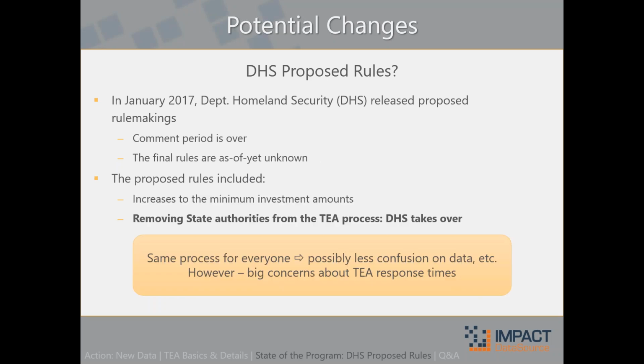And besides the investment levels, they would also remove the states from the TEA process, and DHS would just take over completely. So while there could possibly be less confusion, since it would be the same process for everyone, you wouldn't have these questions of, oh, will this state accept this versus this other state? There's legitimate concerns about how quickly DHS would respond on TEAs, because of how long I-526s, I-829s, and I-924s are taking in the process right now. Definitely legitimate concerns about the TEA response times should DHS take over the TEA process.